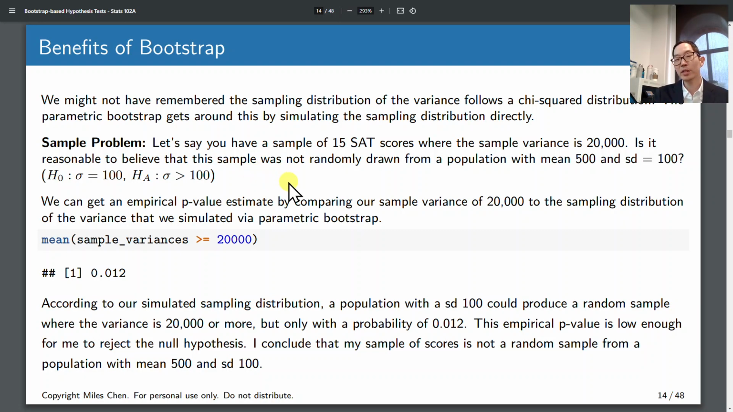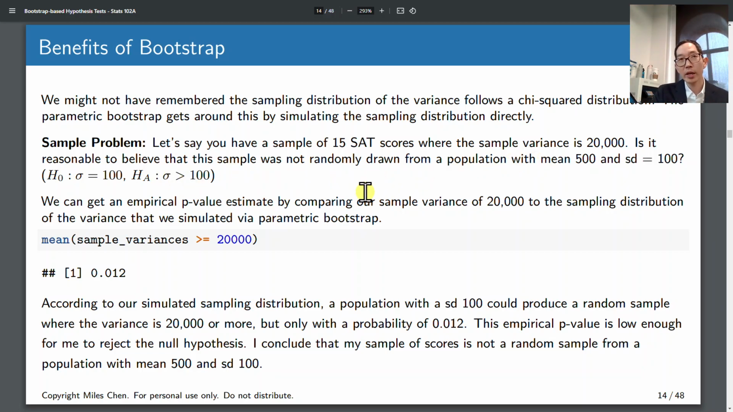And so again, let's say we have a sample of 15 SAT scores, and the variance of my sample of 15 is 20,000. And then I'm going to ask the question, is it reasonable to believe that this sample of 15 values was not randomly drawn from the population where the mean is 500 and standard deviation is 100? In particular, I want to know, is my sample coming from a population where the standard deviation is greater than 100? Because I'm getting a variance of 20,000, okay?